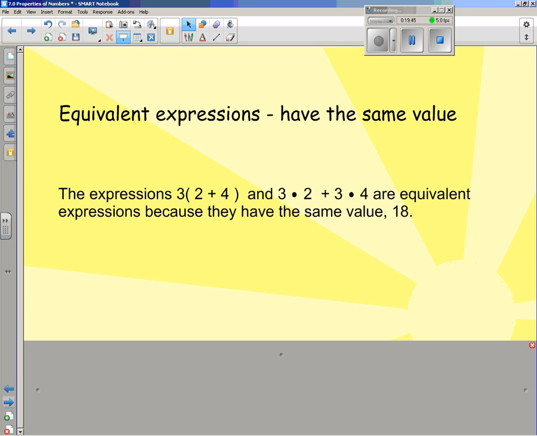So if we look down here at this example, the expressions 3 parentheses 2 plus 4 and 3 times 2 plus 3 times 4 are equivalent expressions because they have the same value, 18. This used the distributive property. My 3 right here was distributed or passed out or given away to both things inside the parentheses. Because there is no symbol there, we assume it's multiplication. Remember, mathematicians are lazy. So you end up with 3 times 2 and 3 times 4.